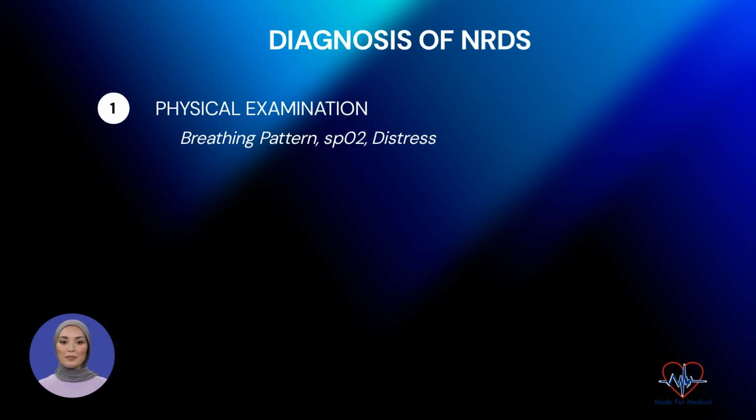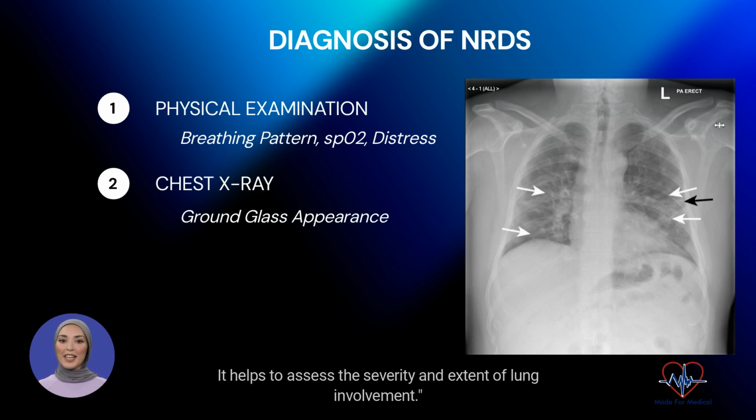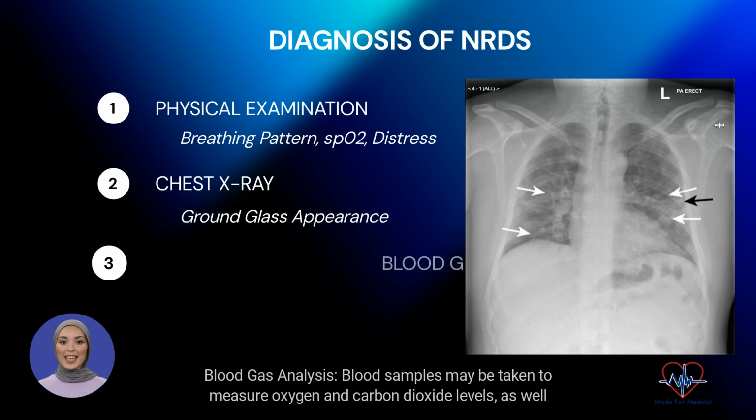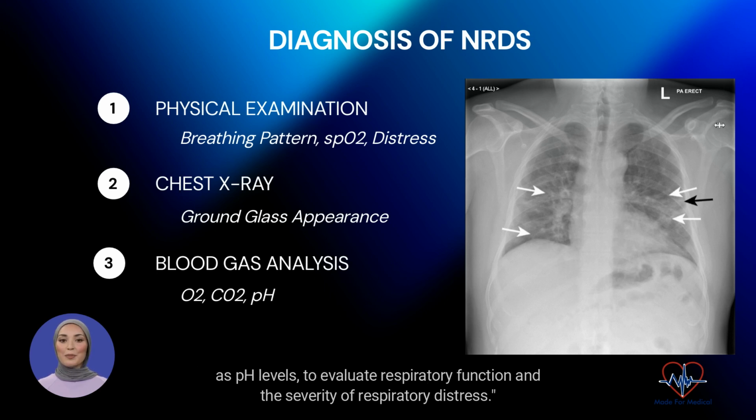A chest X-ray can reveal characteristic findings such as a ground glass appearance, indicating atelectasis and reduced lung expansion. It helps to assess the severity and extent of lung involvement. Blood gas analysis. Blood samples may be taken to measure oxygen and carbon dioxide levels, as well as pH levels, to evaluate respiratory function and the severity of respiratory distress.